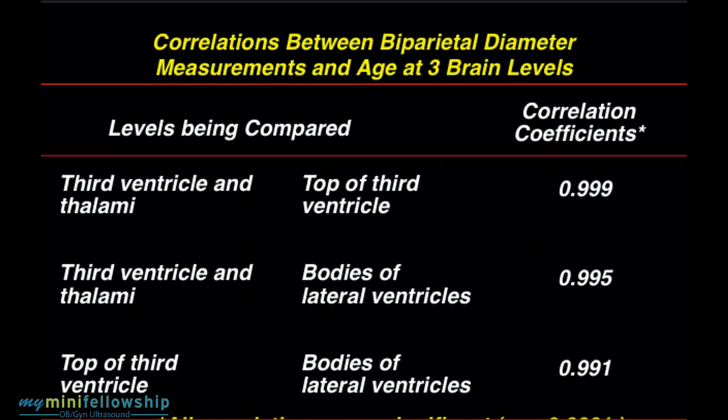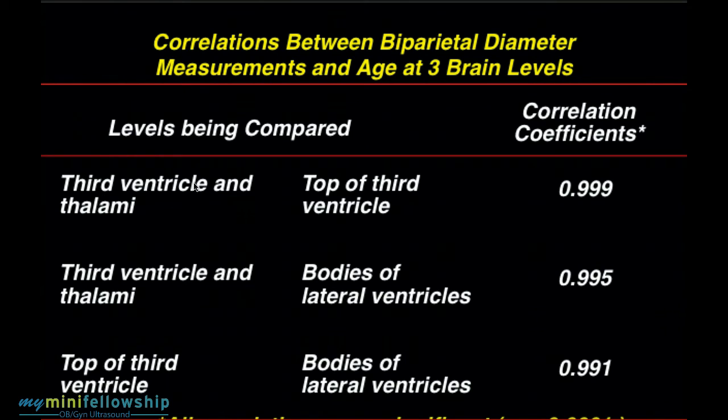Then along came an ambitious young investigator who said, what we really should do is always measure at the same level of the brain. Not always search for the widest biparietal diameter, but always measure at the same level, so that if somebody measures a biparietal diameter in France and somebody measures one in the United States, we both did exactly the same thing. We didn't search around for the biggest number. We searched until we got the exact plane of section that we wanted.